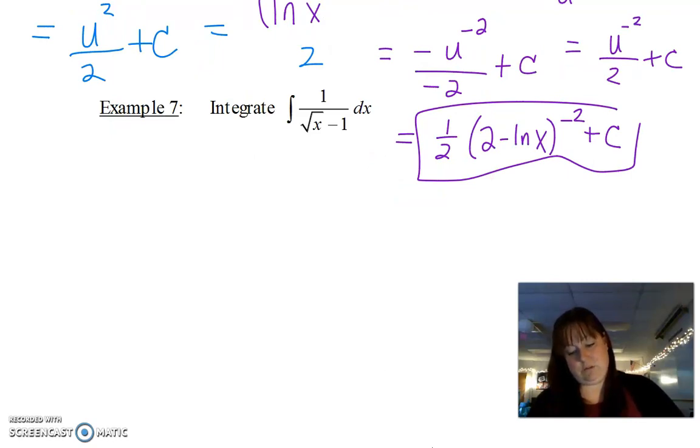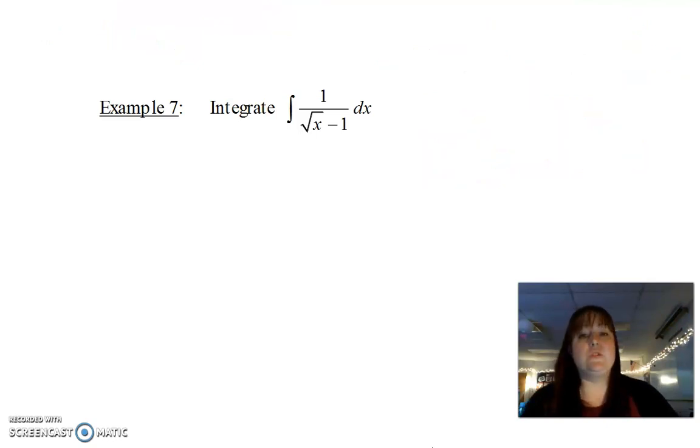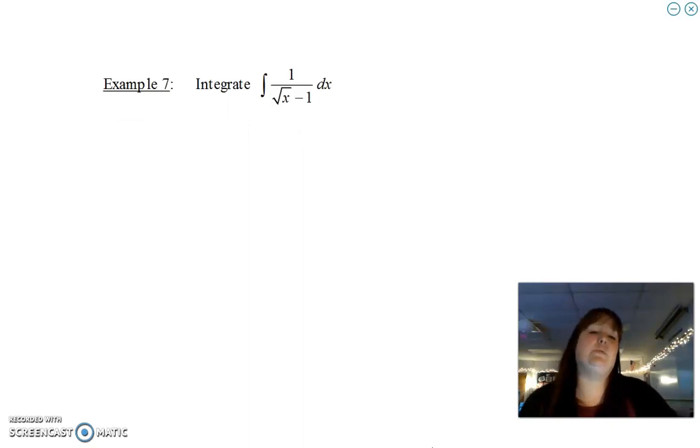There we go. All right, so we're going to integrate this. And it doesn't really give us an idea. When we first look at it, we don't have a natural substitution because it's not like a function and its derivative. But I do see 1 over something, which makes me think there's maybe some natural log involved in here. So let's just get started.